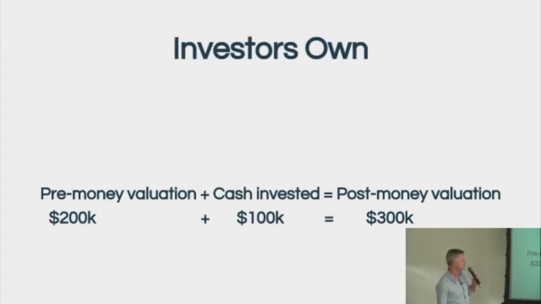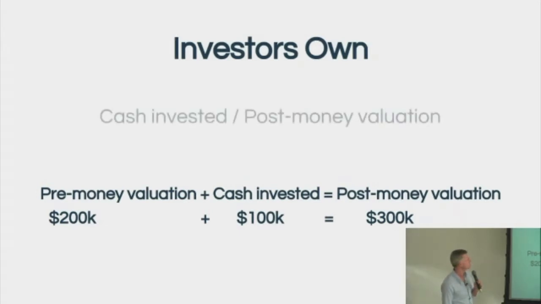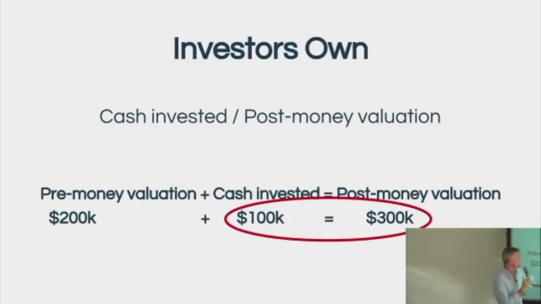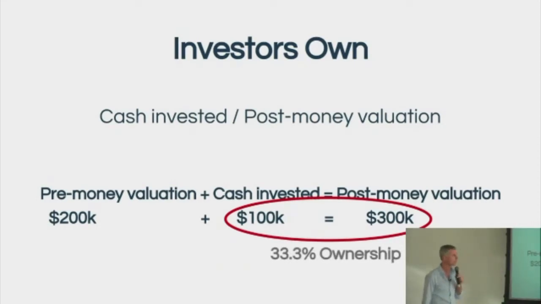And so if you do this deal, the investors who put in that $100,000, they own whatever they invested divided by the post-money valuation. And this is more or less the most complicated math we'll do all day here. So we're talking about the cash invested divided by the post-money valuation. So they own a third of your company if you do that deal. So it's important to understand how this works, and we'll go through a couple different ways to look at this.